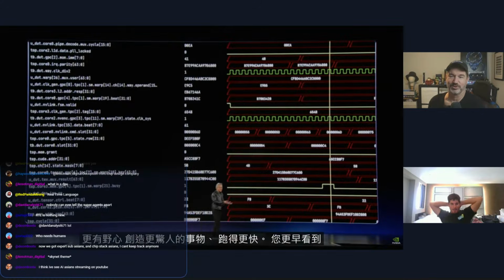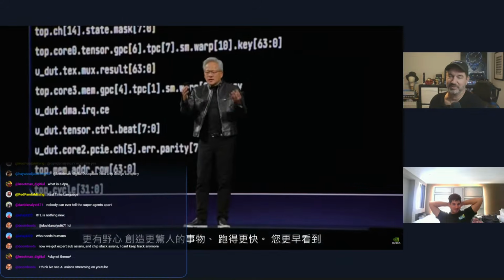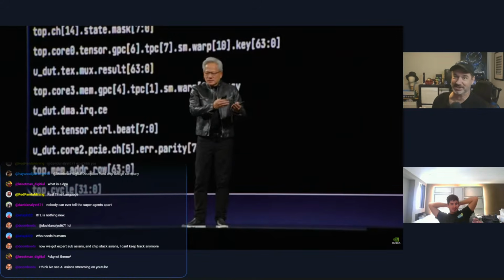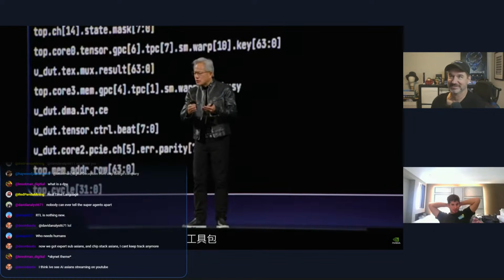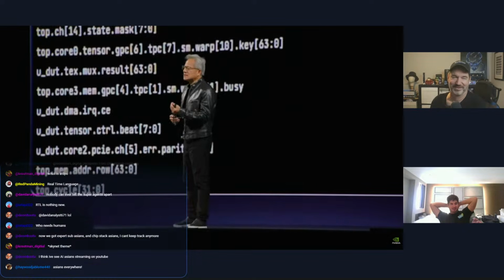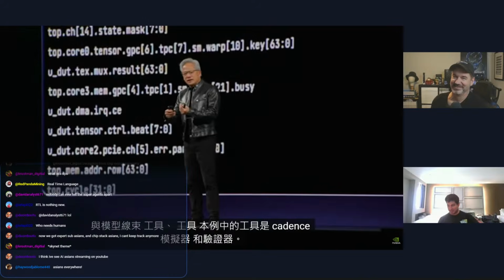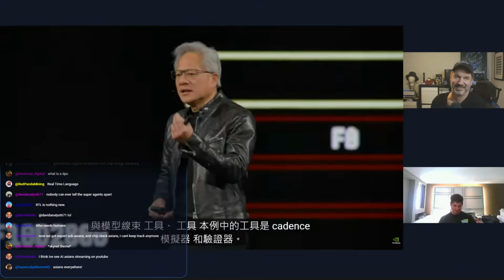You saw earlier. So as he just said, he's not hiring toolkit people, he's hiring with super models, agents, harness, tools. Yeah, those are people, right? The tools in this case are Cadence simulators, and I guess we have to make verifiers.